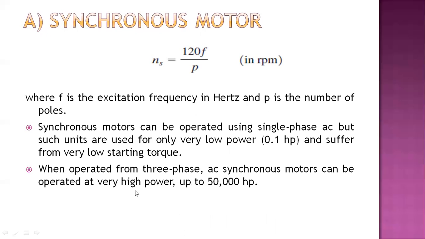Here you can see the speed of rotation, Ns, of a synchronous motor, and how it relates to F and P. Here it is written Ns = 120F/P, which is in RPM, where F is the excitation frequency in Hertz and P is the number of poles. Synchronous motors can be operated using single phase AC, but such units are used only for very low power and suffer from very low starting torque. When operated from three-phase AC, synchronous motors can be operated at very high power, up to 50,000 horsepower.